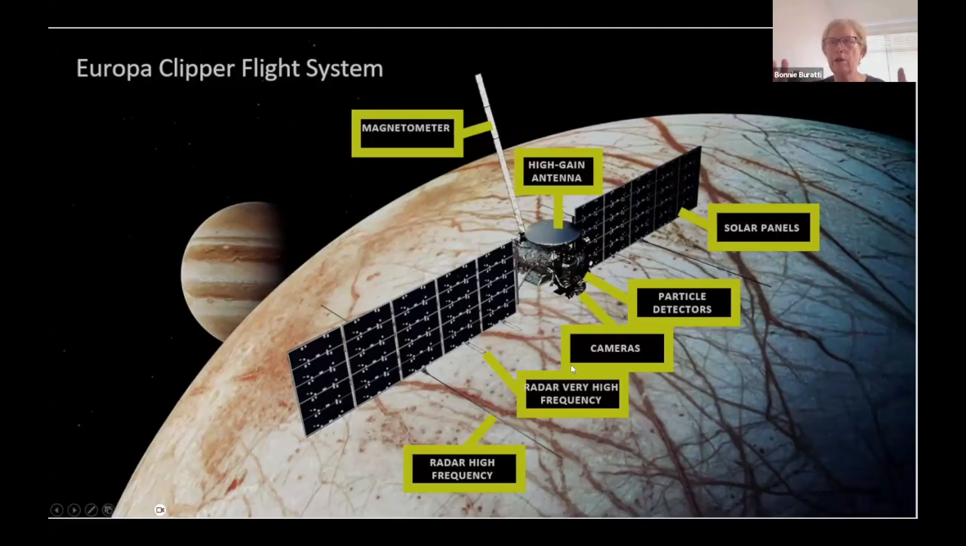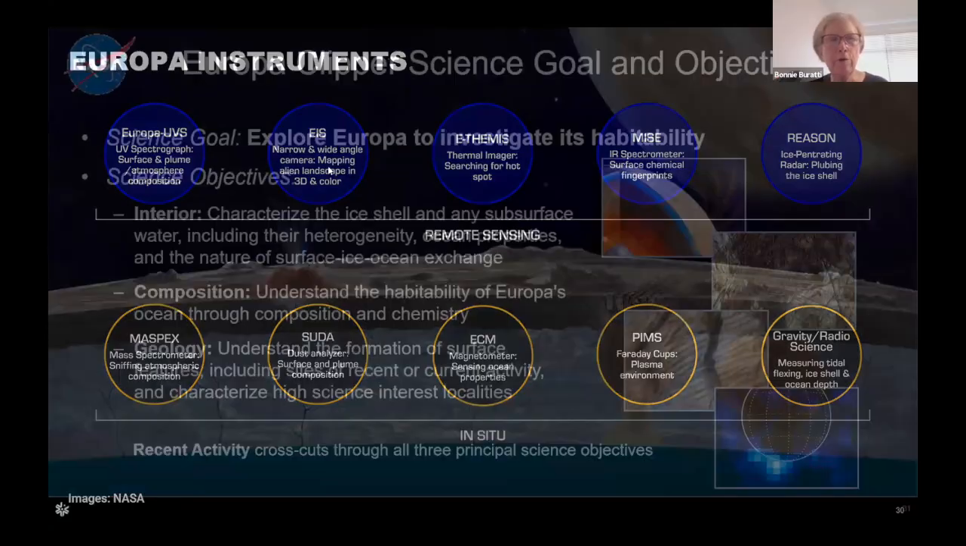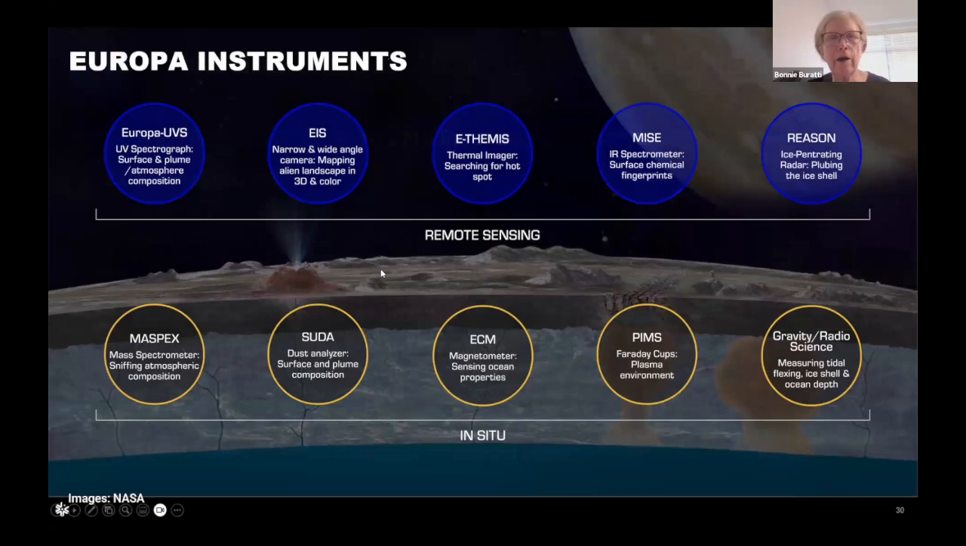We have basically remote sensing. Let's see, here's my next slide that shows you the overview of the instruments. So up above here we have these spectrometers. We have a camera. It has a narrow and a wide angle camera. We have a UV spectrometer. We have a thermal imager. One of the things is to search for hot spots. If there are some active volcanoes, ice volcanoes, E-THEMIS will be able to find it. We have an IR spectrometer, which is looking for the composition of that red stuff and to see if there's any salt coming out from the surface or the ocean underneath.